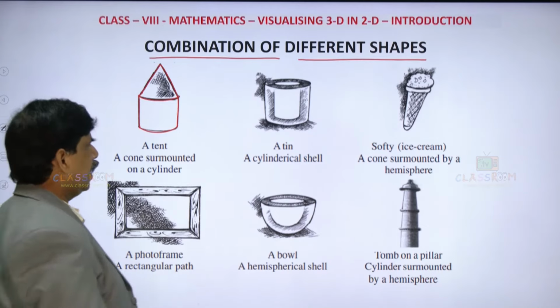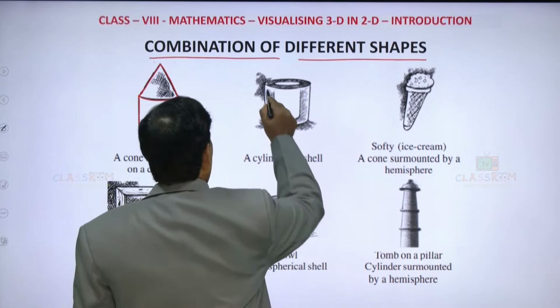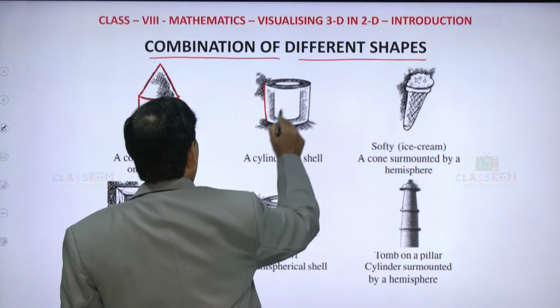Whereas here, we are seeing a tin here. So what is a tin here? Tin is a cylindrical shell. See, we have one cylinder here.